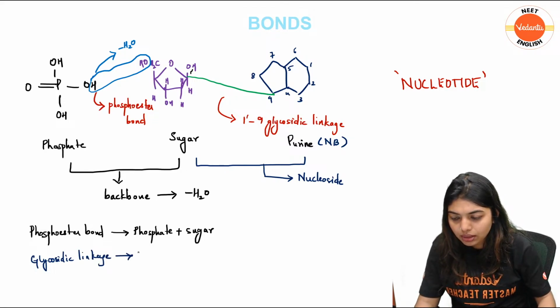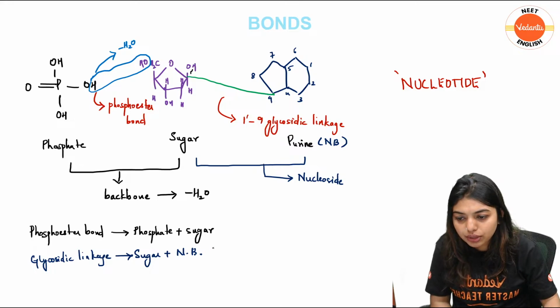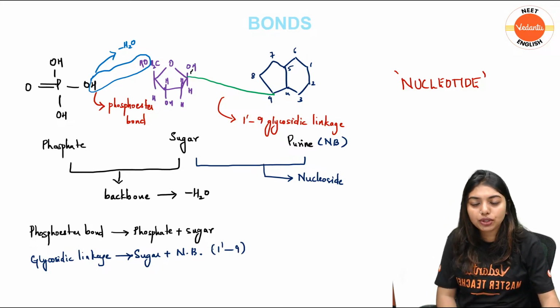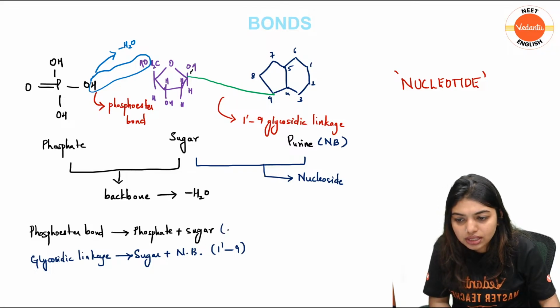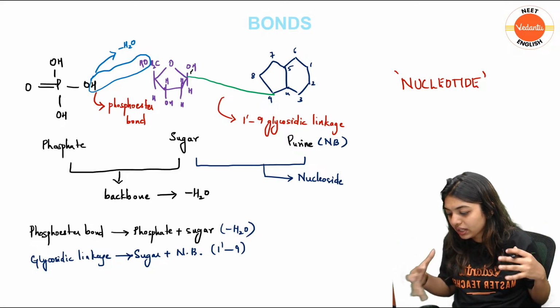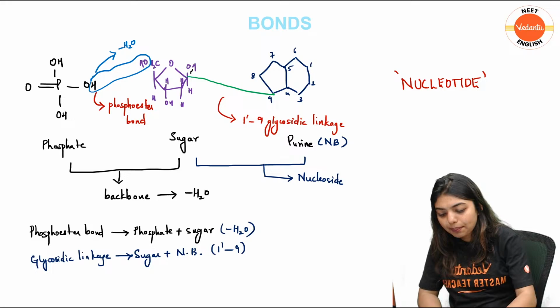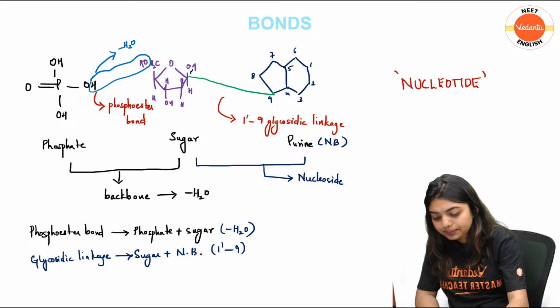Between who and who? Between sugar and your nitrogenous base. Be it any nitrogenous base. This is all about the bonds. Here you can remember 1,9. This will change depending on which type of purine and pyrimidine is binding. Here, students, dehydration: one water molecule gets escaped for this bond to happen. That's all. Bonding became very easy, no? So this is all about your bonding. Simple and easy.